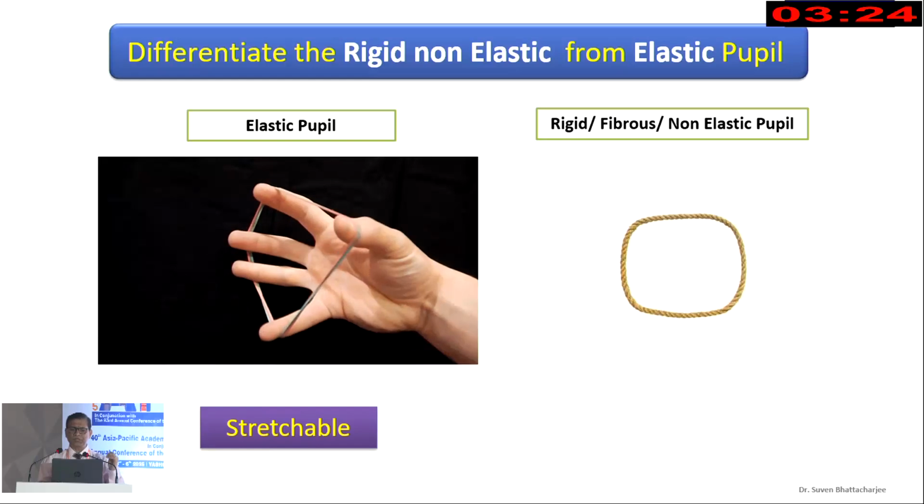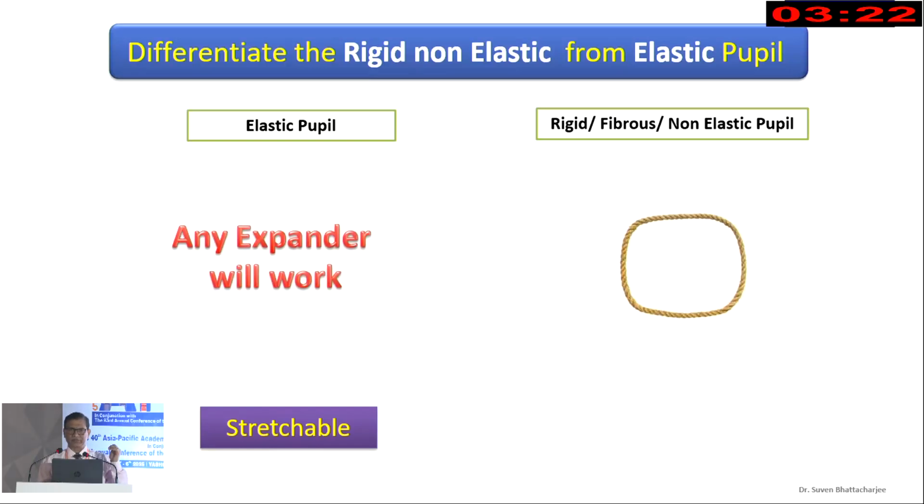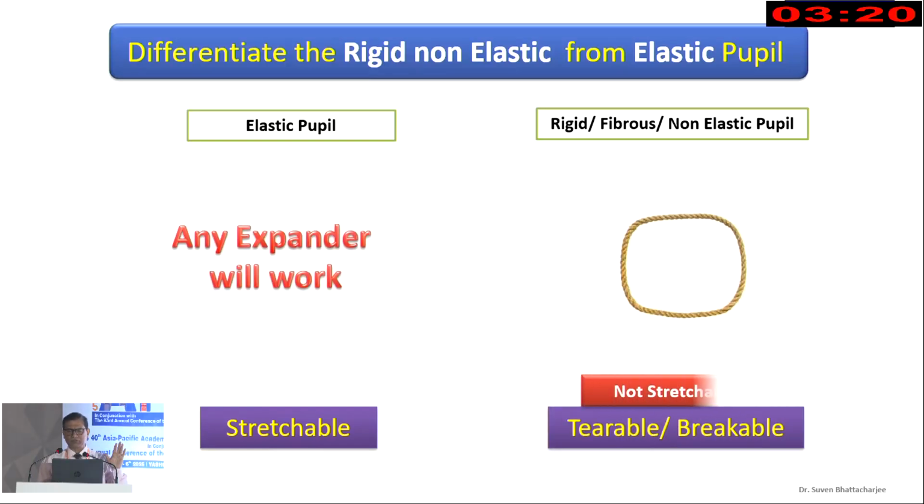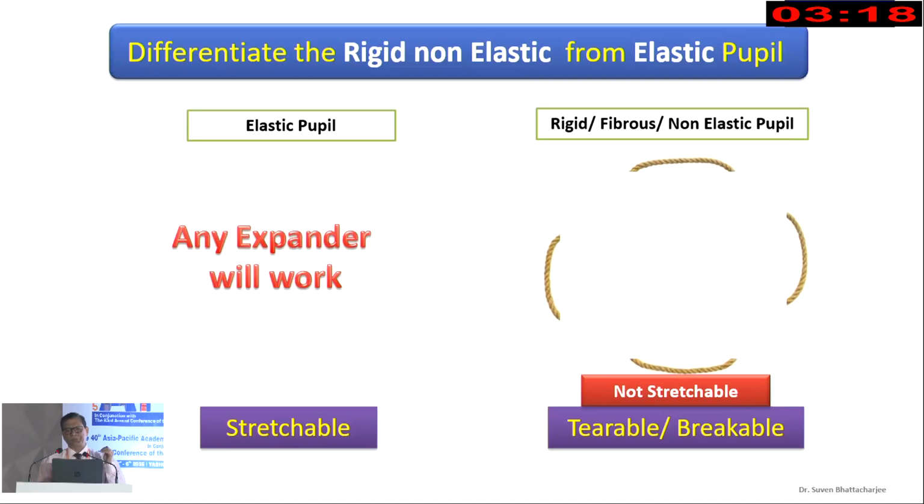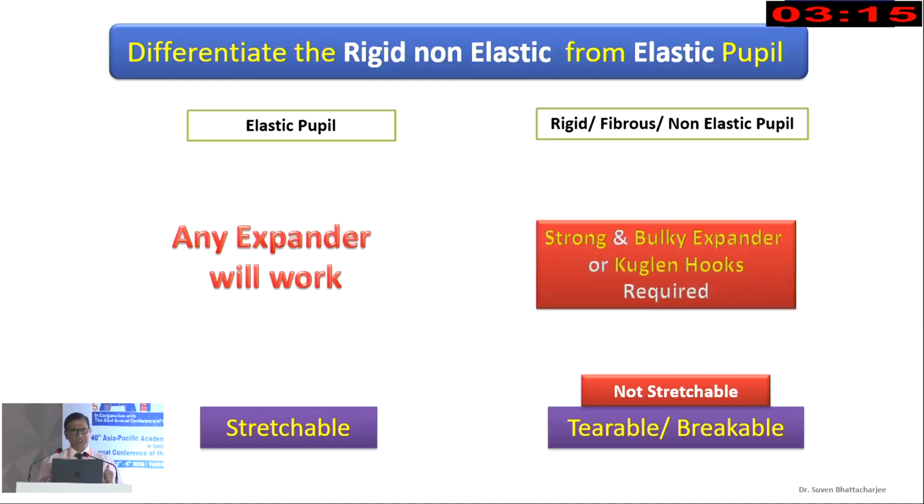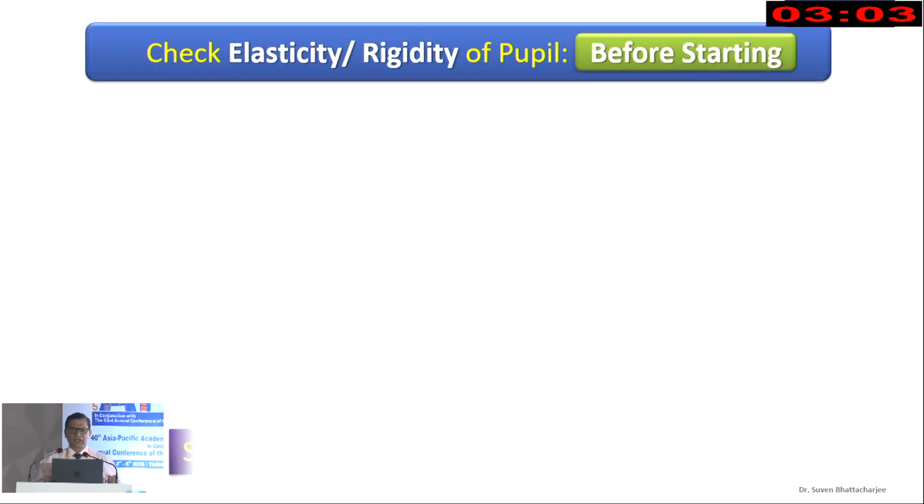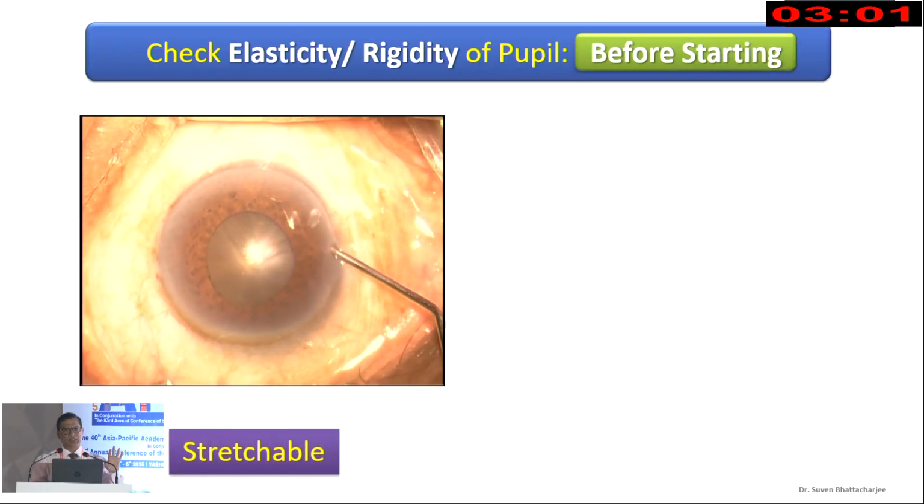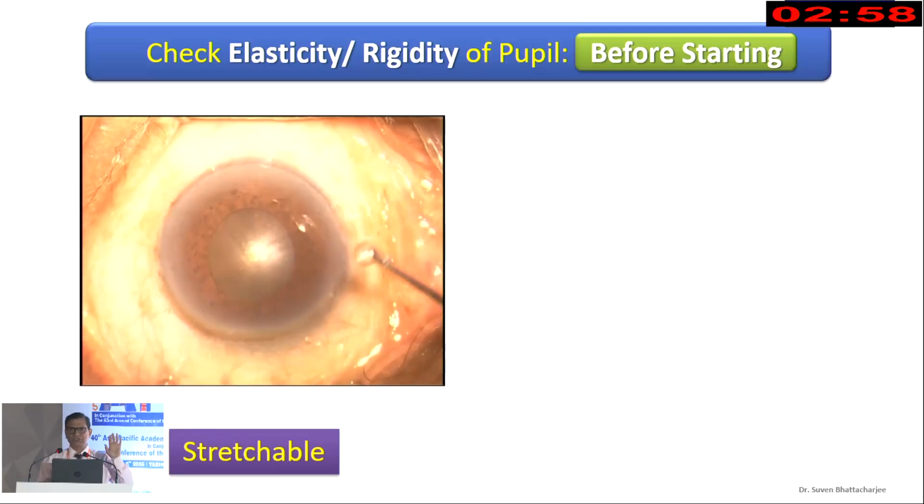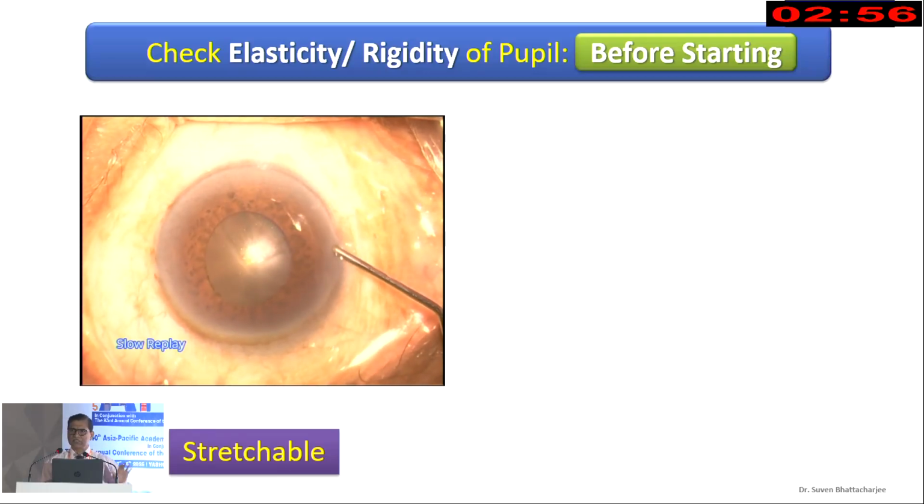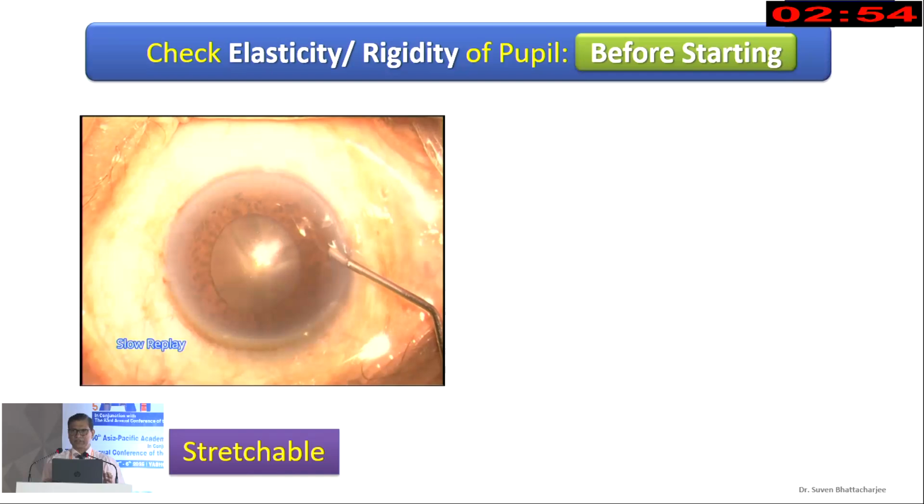So an elastic pupil is like a rubber band. Any pupil expander would work. A rigid or a fibrous pupil is like a string. You can keep stretching it, it's not going to stretch. You have to tear it. So you need to break that fibrous ring with either the device, which could be bulky, or use two Kuglen hooks to provide controlled stretching before you use the device. There is a way in which we can check the elasticity of the pupil before we start. As soon as you've made the paracentesis, inject BSS into the anterior chamber and inflate the anterior chamber.